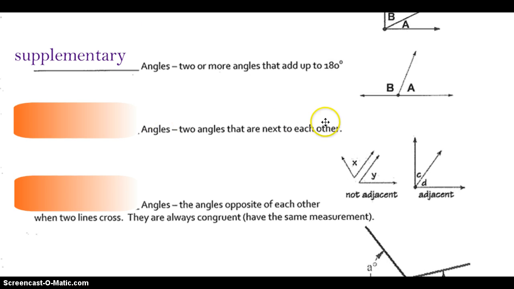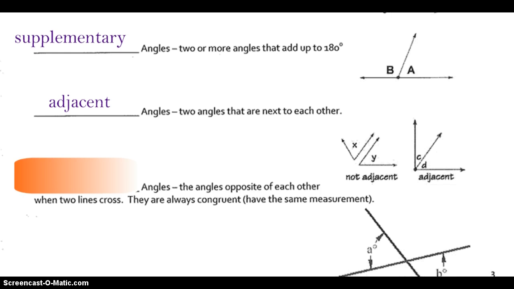Two angles that are next to each other are called adjacent. The word adjacent means next to. If you look at this example here, it actually means that they share a common side. These are not examples of adjacent angles, so it doesn't mean they're just next to each other anywhere. They have to actually share a side, and they're right up against each other.